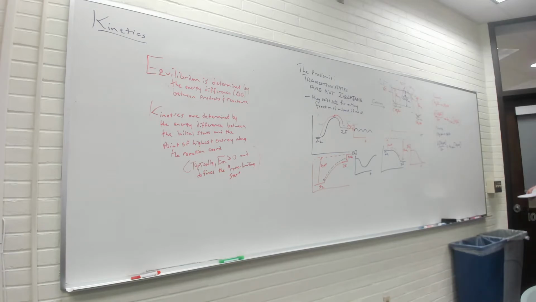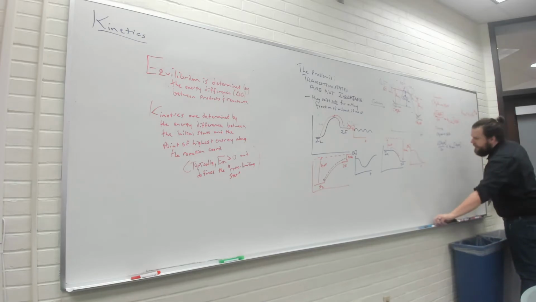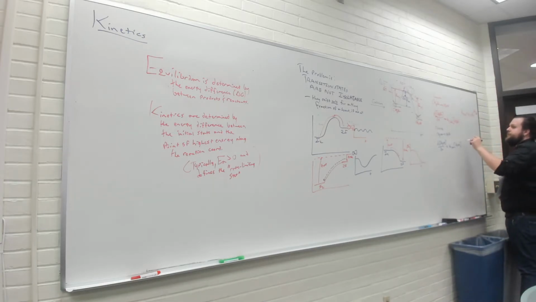Okay, and we can write the forward rate, which we'll call K1, as A e to the minus EA1 over RT. And of course, the reverse rate we can define the same way, but with the reverse activation energy.